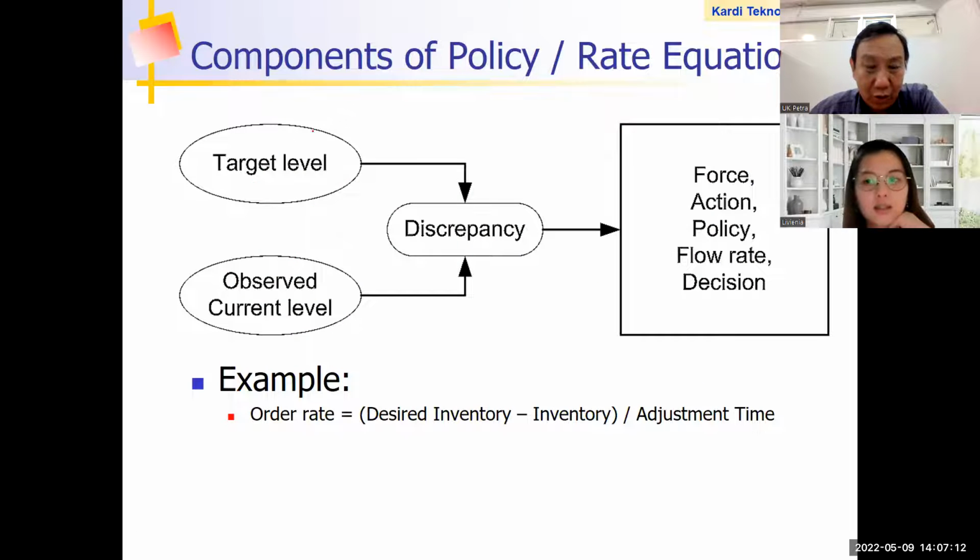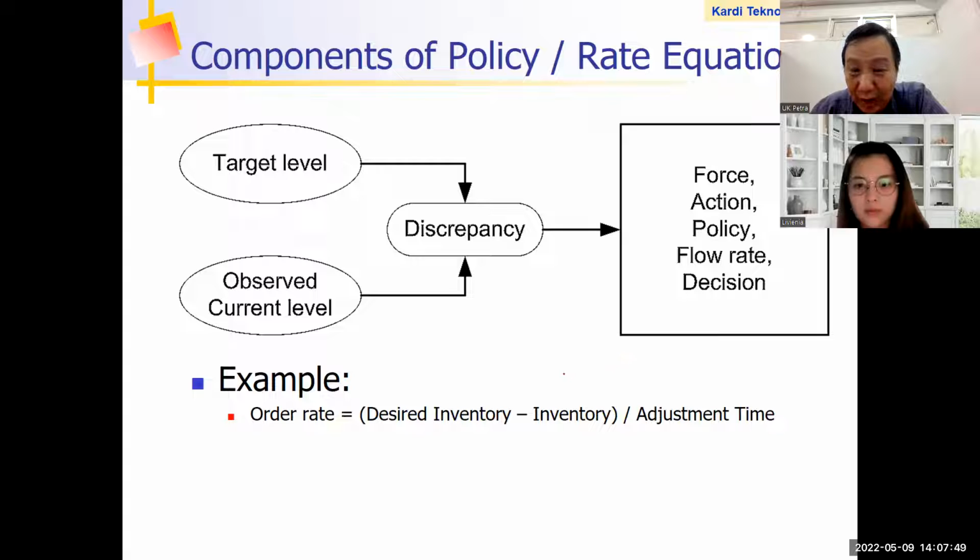I draw this. The goal is the target level. And then the observed current level, for example, the observed inventory. From the target and the observed current level, you get the discrepancy. From the discrepancy, you create flow. Here are other names: force, action, policy, flow rate, decision, they are all the same thing.